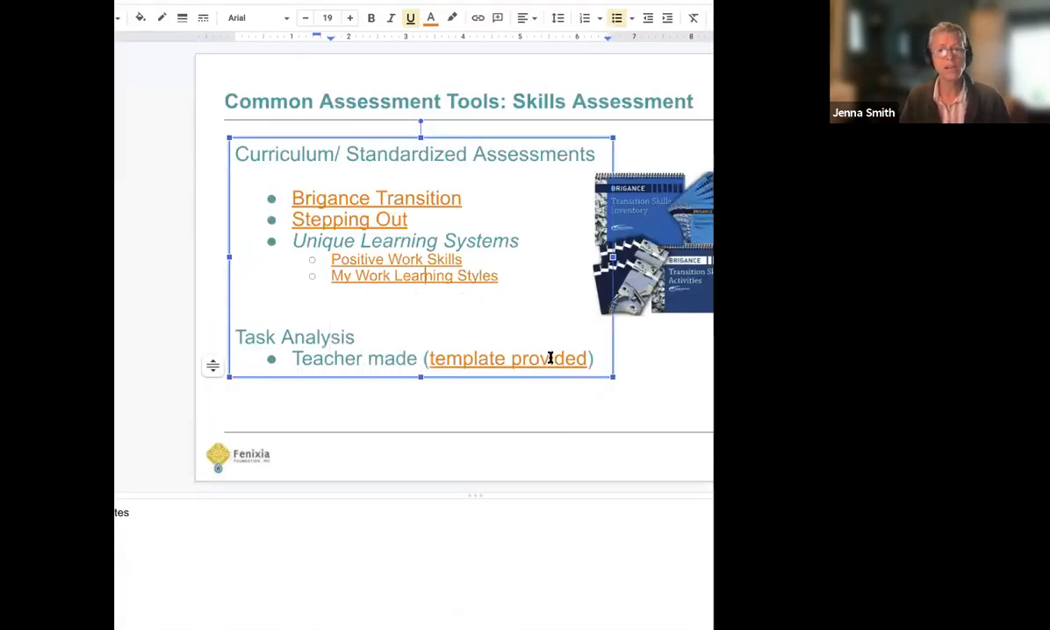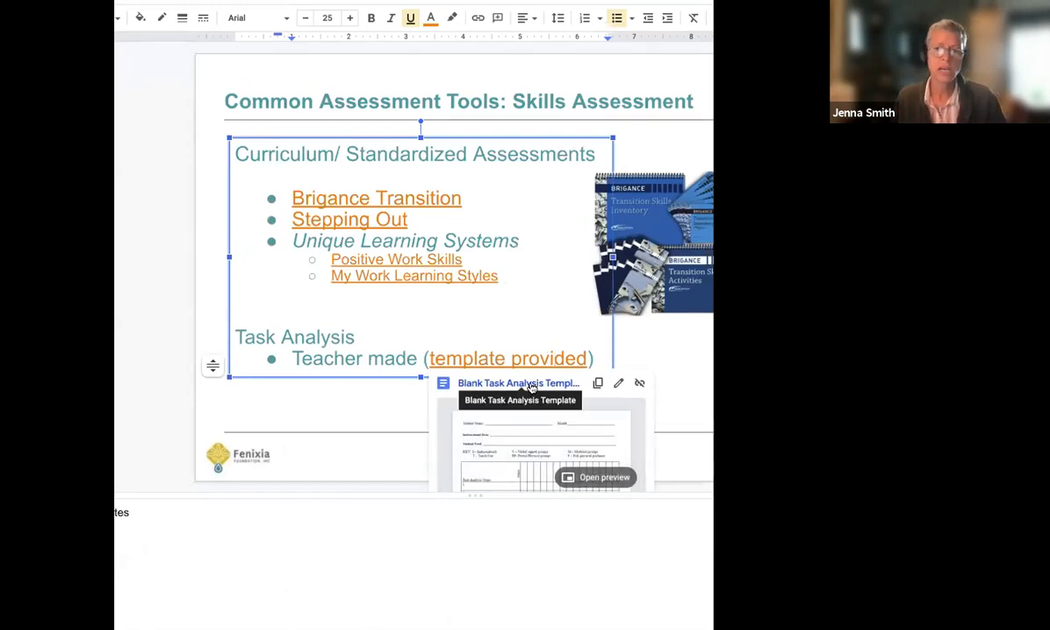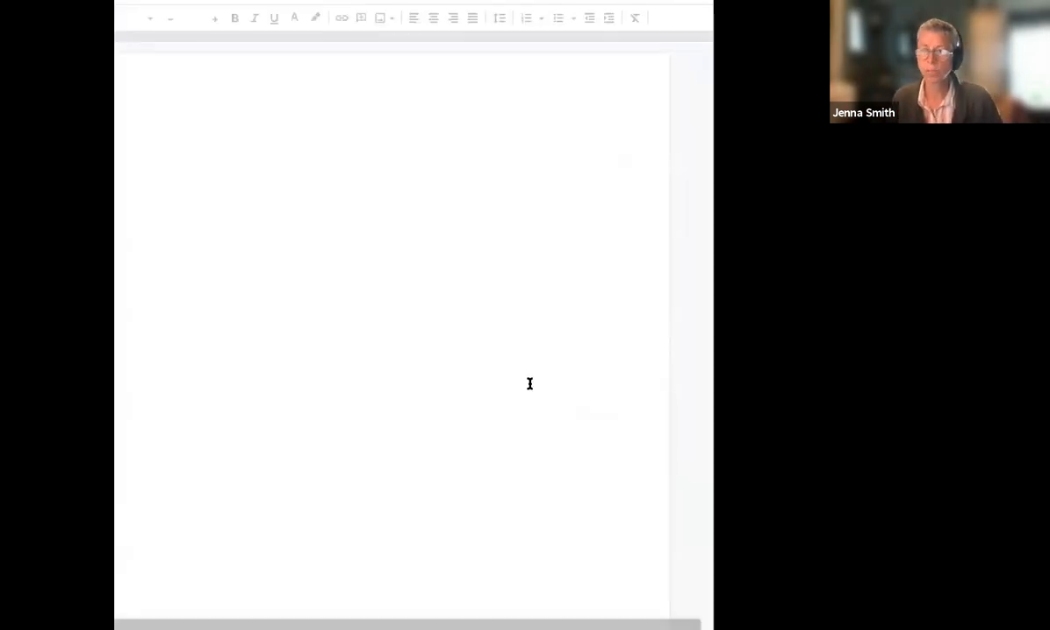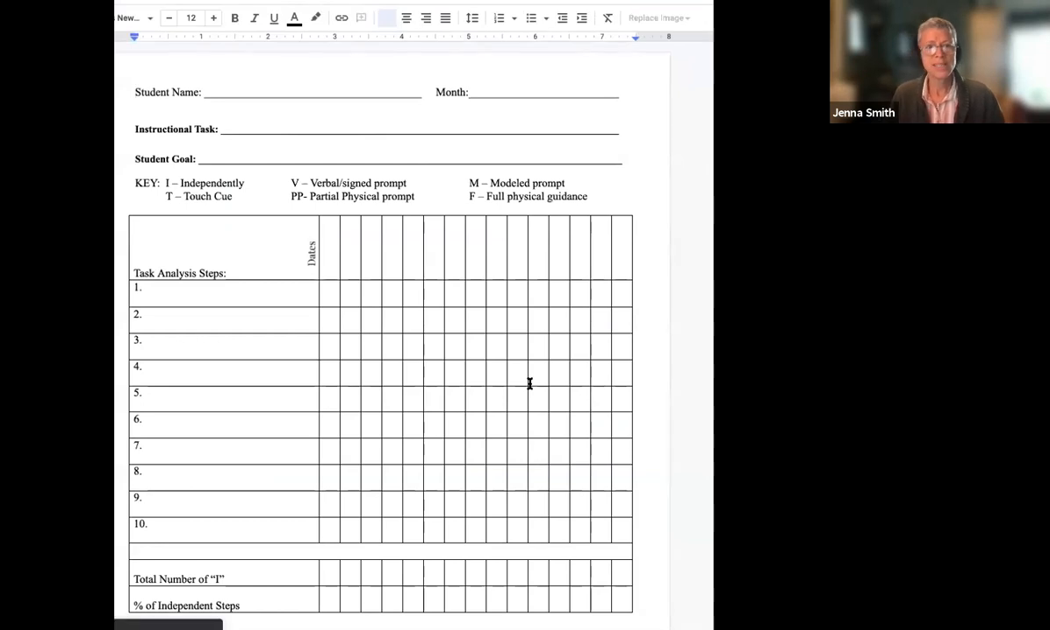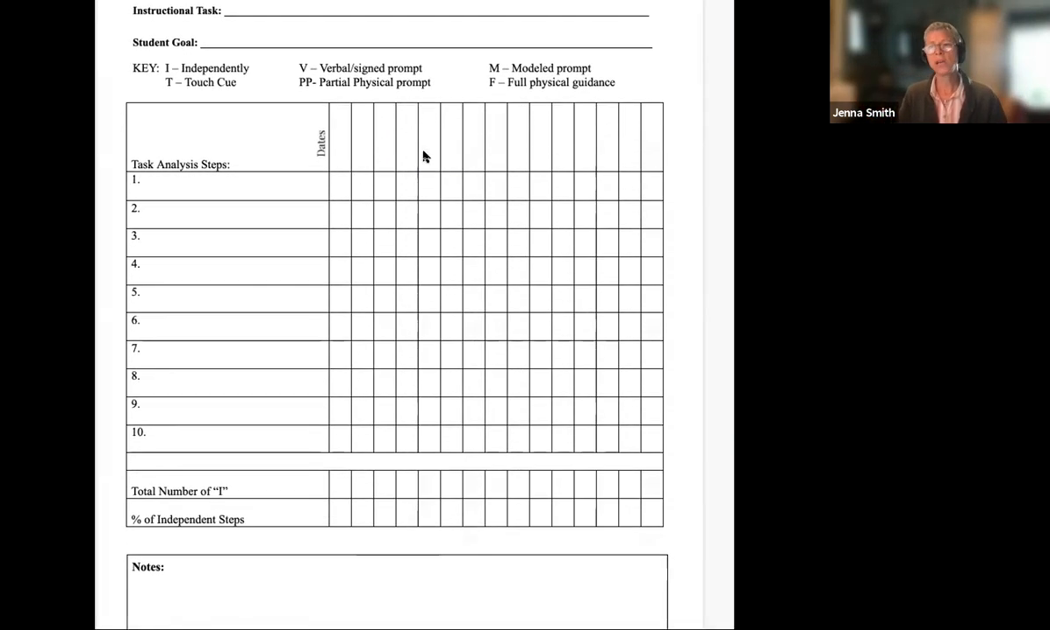But our favorite, and I'm going to give you a quick look at this, is a blank task analysis that we have provided for you. A task analysis is exactly what it sounds like. It's taking a specific instructional task and breaking it down into its smaller components so that you can measure a student's progress and also begin some targeted specific instruction on areas of need.